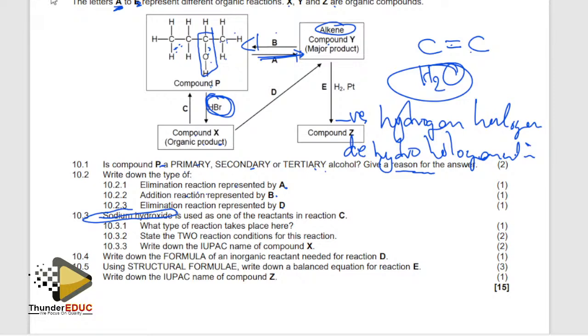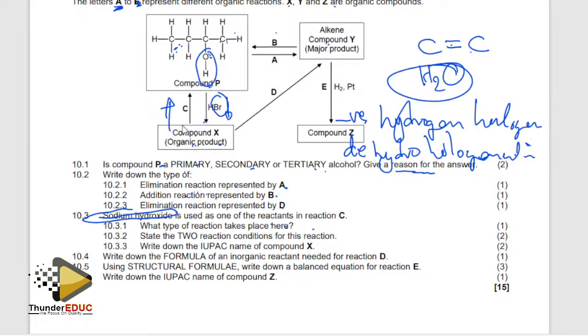Where is C? Let me first clean up this because it looks ugly. Okay, sharp. Where is reaction C? Here is substitution. I'm substituting this with this. Yes, substitution. So now they're saying, write the type of reaction that takes place in C. Because I'm going back to the same thing, it is still substitution.